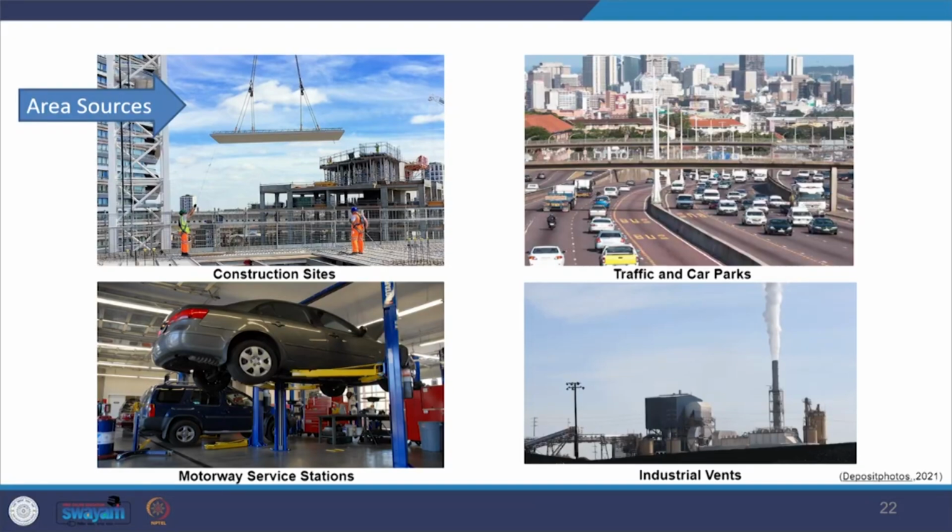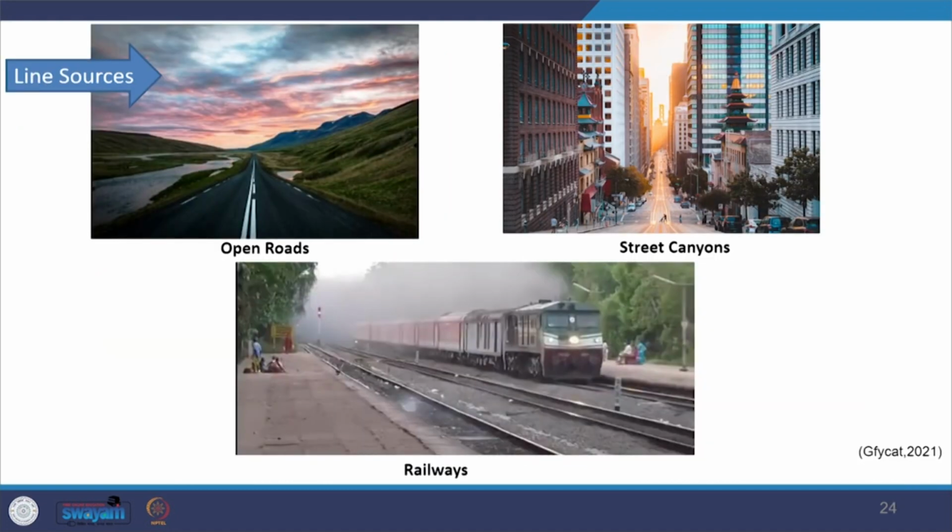You may also find models for area source. So, area sources such as construction sites, car parks, motorway service stations, industrial processes which have numerous vents, urban areas, and the metropolitan areas, storage lagoons and so on. So, these all are the area sources. So, you would find models for that as well. Then you have line source, for example open roads.